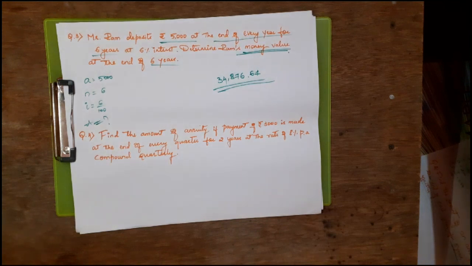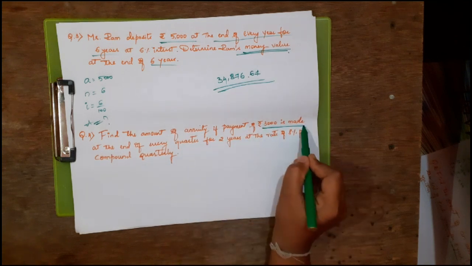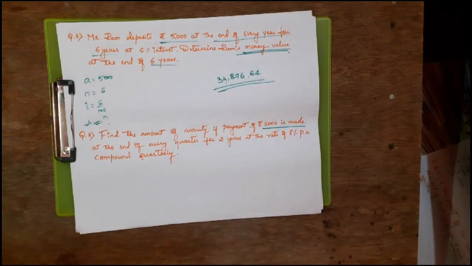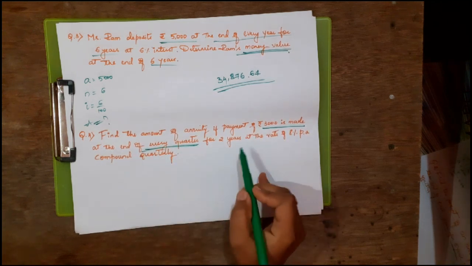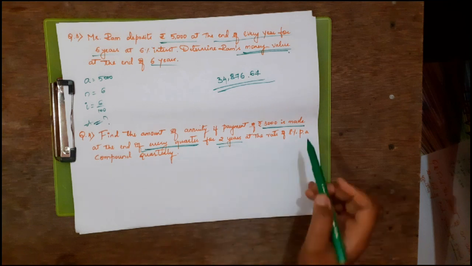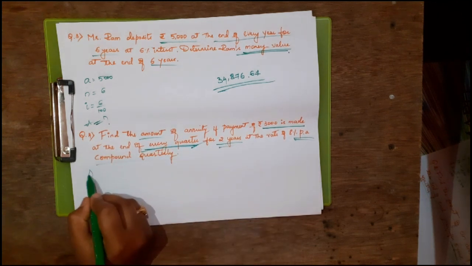Okay, so we'll move on to the next question. Find the amount of an annuity if the payment of rupees 300 is made at the end of every quarter for 2 years at the rate of 8% per annum compounded quarterly, right? So they have given information of quarterly.